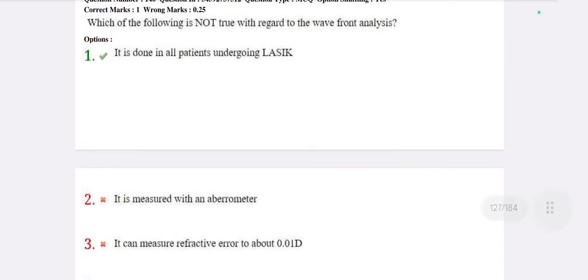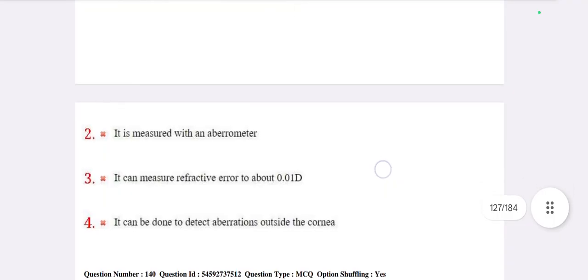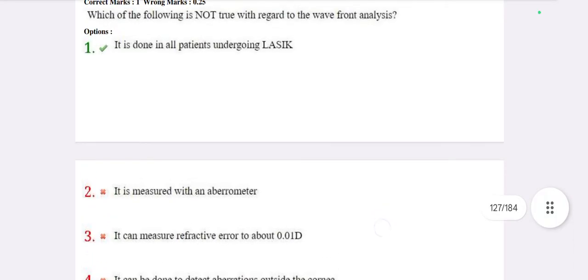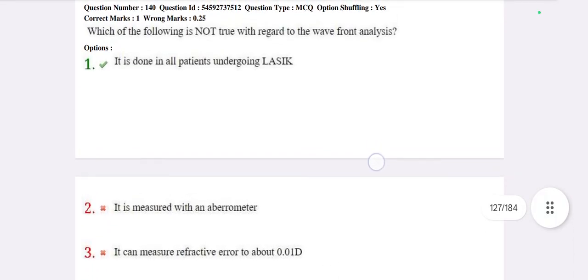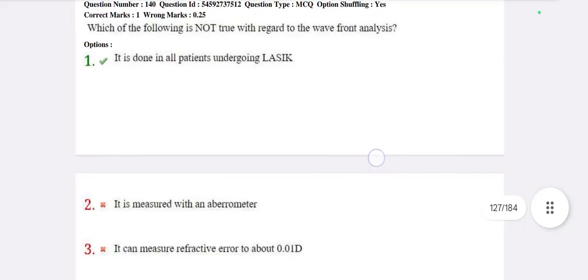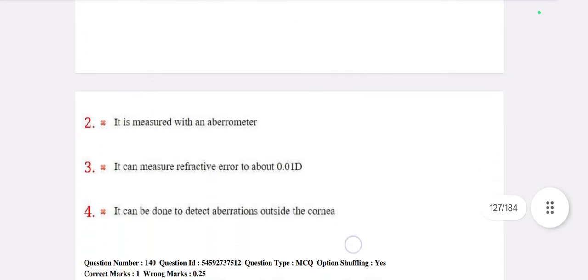Our next question is, which of the following is not true with regard to wavefront analysis? Options are, it is done in all patients under LASIK, it is measured with the aberrometer, it can measure refractive error to about 0.01 diopter. Fourth one is, it can be done to detect aberrations outside the cornea. Our correct answer is, it is done in all patients undergoing LASIK.